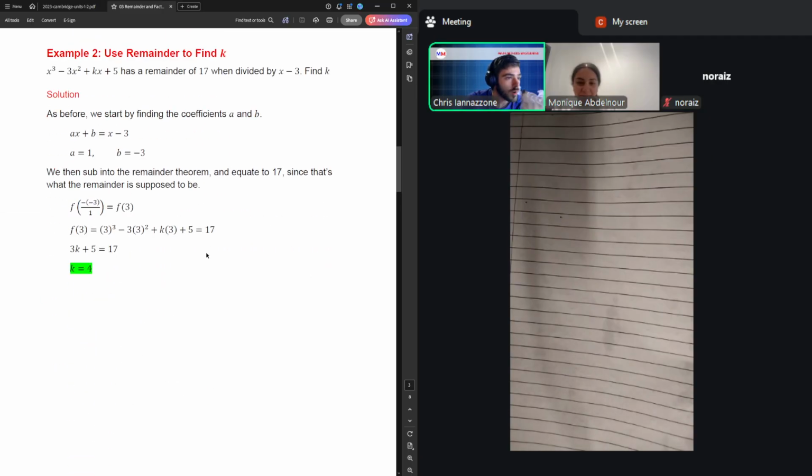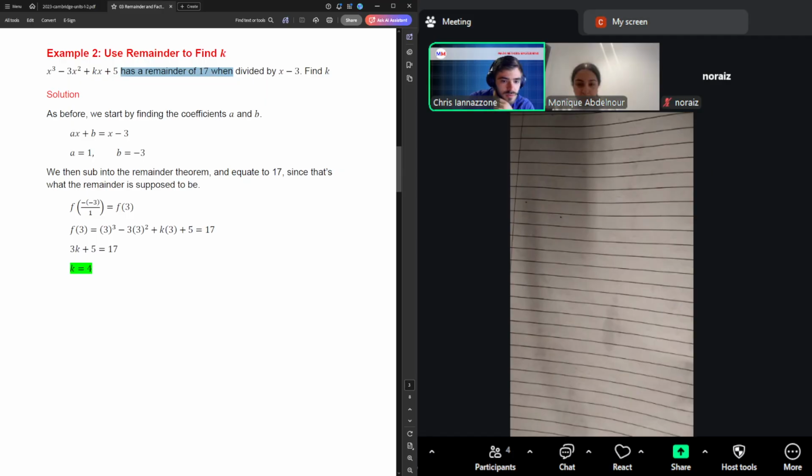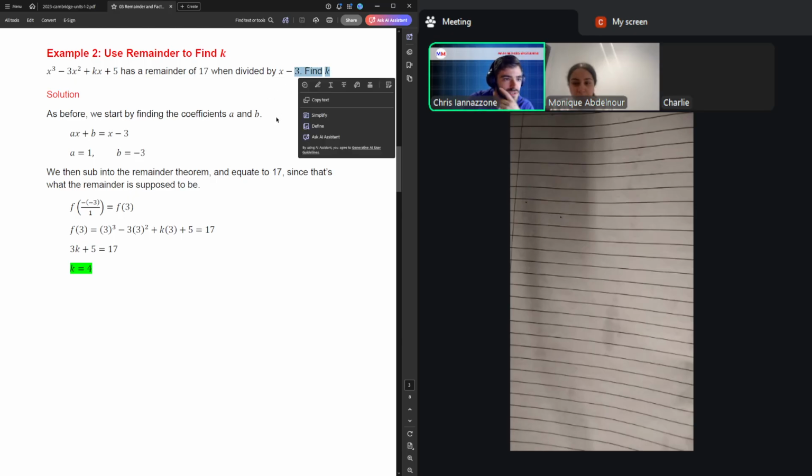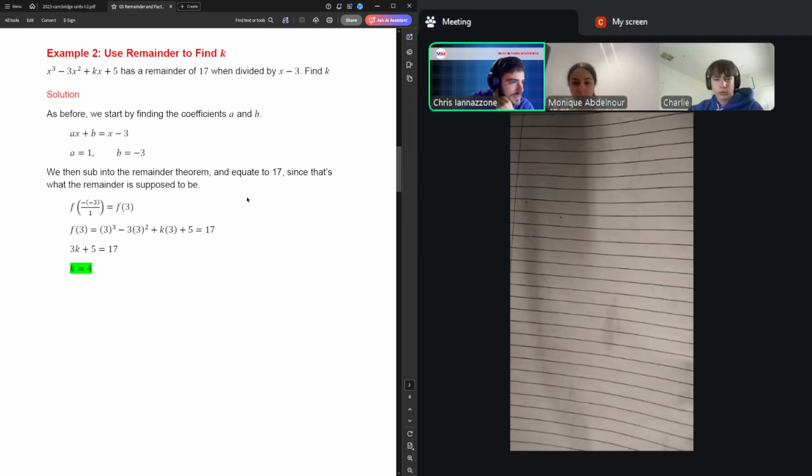Okay, so why do we care about any of that? Well, one of the things it can help us do is solve unknowns in a function. So in this case, we have not just x in our function, but also k as well. One of the key pieces of information we're told is that the remainder is 17, specifically when divided by x minus 3. We've got to use that information to find k.